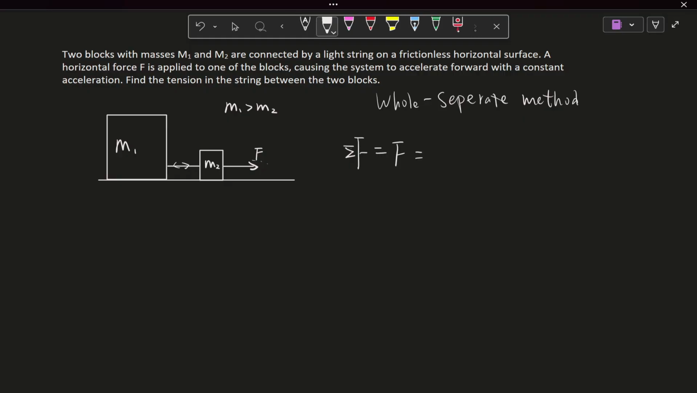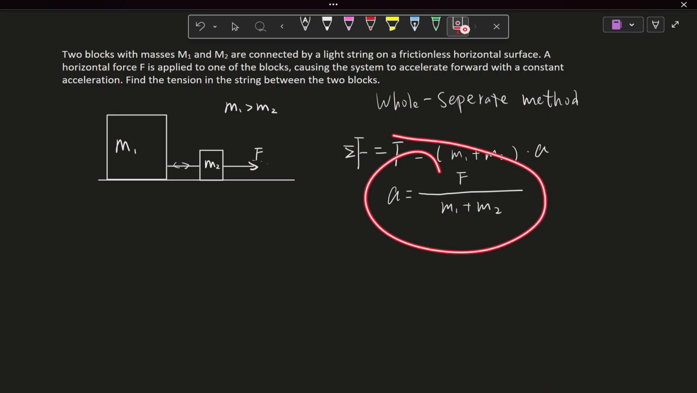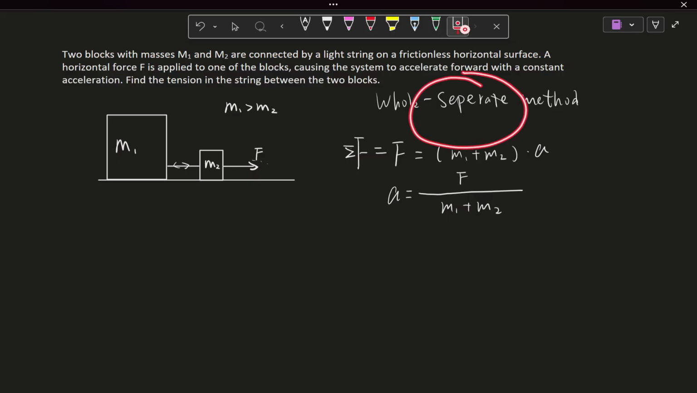What is the mass of this big object? It's easy, right? It's just the sum of the two objects. So the sum of the masses of the two objects is m1 plus m2, times a. And then we can get the acceleration for the entire system, which is equal to F over m1 plus m2. After we find the acceleration by analyzing the entire system, the next step is to plug it into the separate part.